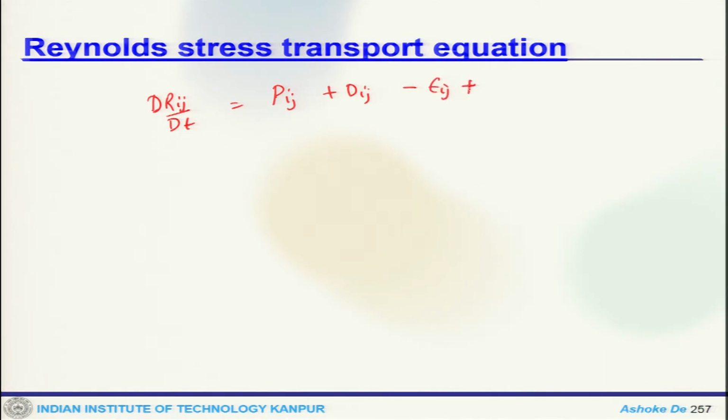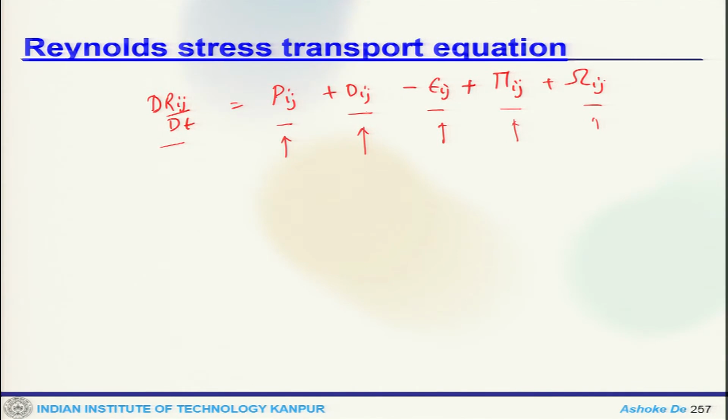minus epsilon ij plus phi ij, where this is the rate of change, and this includes rate of change plus transport of Rij, this is production, this is diffusion, this is rate of dissipation. So, this is turbulent pressure strain interaction, and this is the rotation. So, these are the components which actually it takes into account: production, diffusion, dissipation, pressure strain and the rotation.